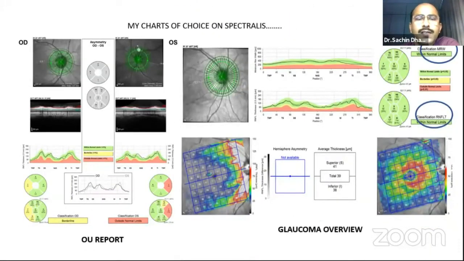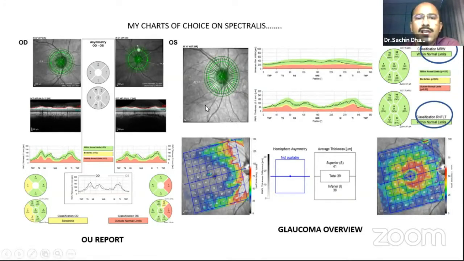My choice of charts in the Spectralis is the OU report and the glaucoma overview. The reason is simple. In the OU report, I see the SLO image, which is again a trademark of the Spectralis, because you do not have an SLO in most of the machines. And there you can see exactly the place where the BMO center is located.